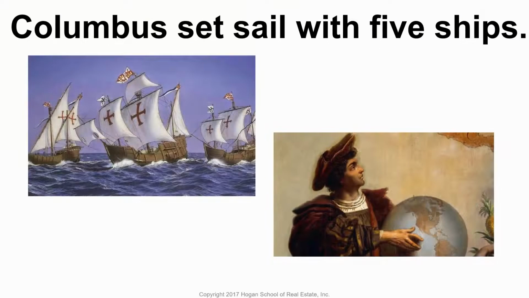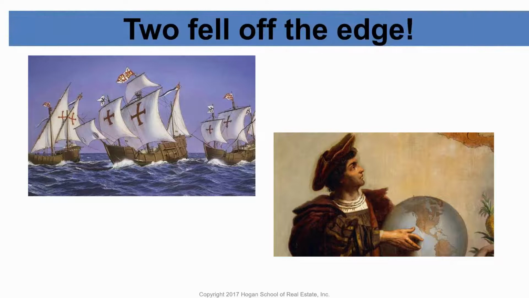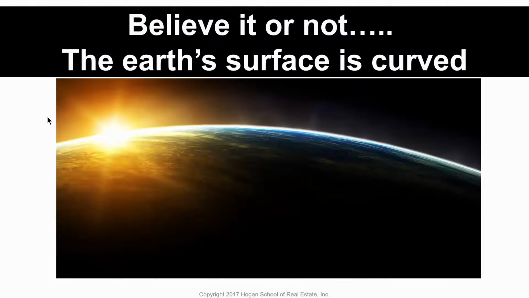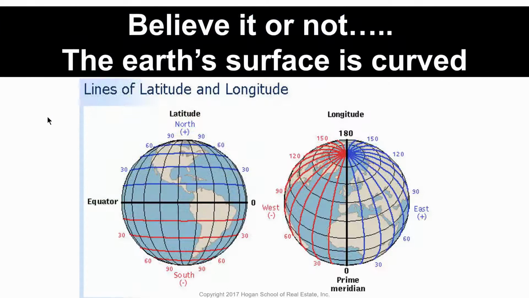We all know that Columbus originally set sail with 5 ships, right? You didn't know. 2 fell off the edge, right? Well, is the Earth flat or is the Earth a sphere? Well, I think we know the Earth's surface is curved, and it looks kind of like that.